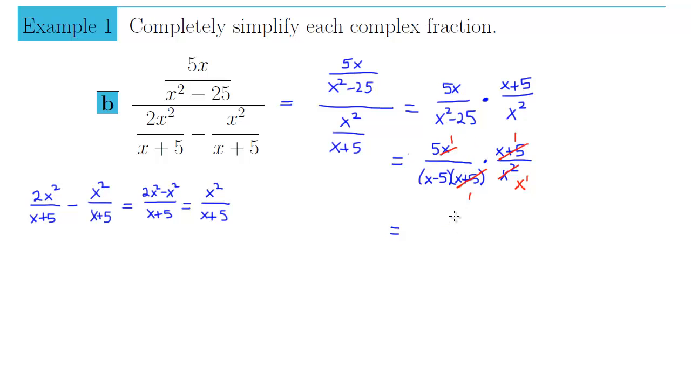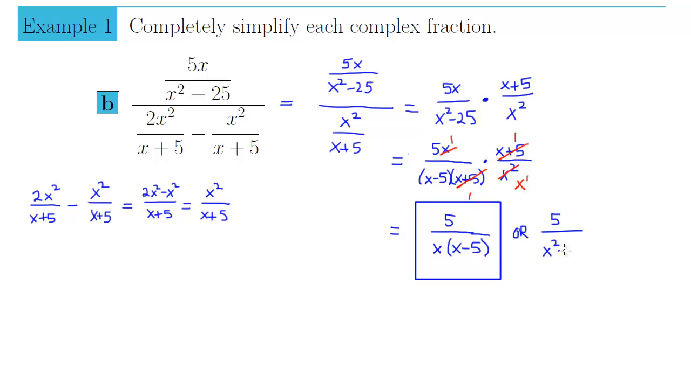5 times 1 times 1. In the numerator we have 5. x minus 5 times 1 times x. In the denominator we have x times x minus 5. Our complex fraction has simplified to the single simple fraction 5 over x times x minus 5. If you like, you can multiply out the bottom. That's completely up to you, and rewrite it as 5 over x squared minus 5x. Either answer is acceptable. That completes example 1b.